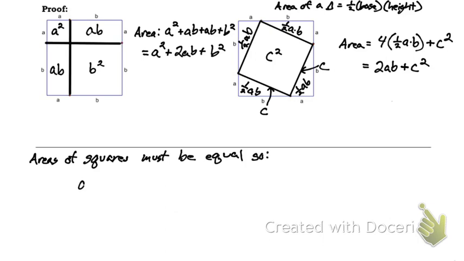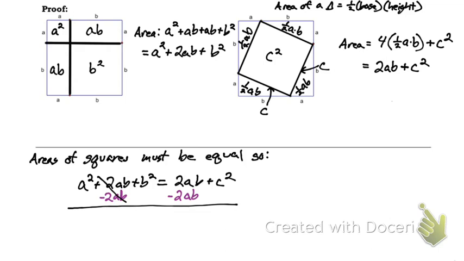So we're going to put that A squared plus 2AB plus B squared has to be equal to 2AB plus C squared. And we just have to do one small thing to prove that A squared plus B squared equals C squared. And that is to subtract 2AB from both sides, which you're allowed to do because it's still balanced. That would cancel out, that would cancel out, and I'd be left with A squared plus B squared equals C squared.